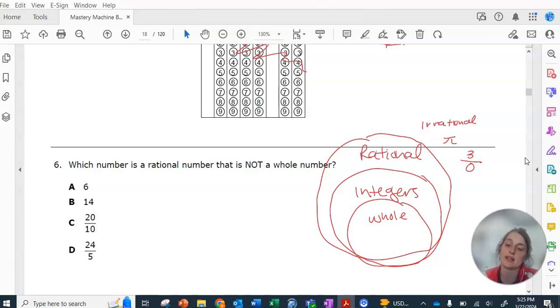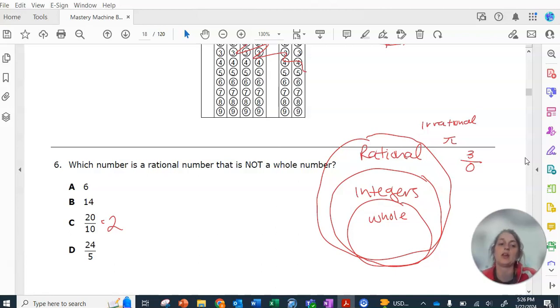So looking at A, that looks like a whole number. It's positive, it does not have a decimal, it does not have a fraction. B, positive, no fraction, no decimal. But both C and D look like fractions, but actually one of them is a whole number. So when you see fraction, you can't just be like, oh, not a whole number. You actually have to think about what the fraction is and think about 20 divided by 10. That simplifies to a whole number. That simplifies to 2. So even though it looks like a fraction at first, you can actually simplify it to be a whole number.